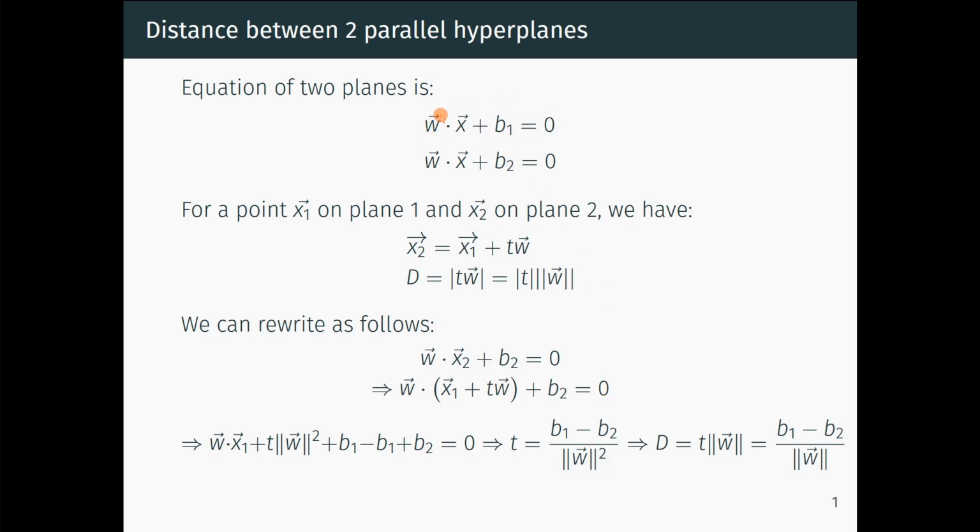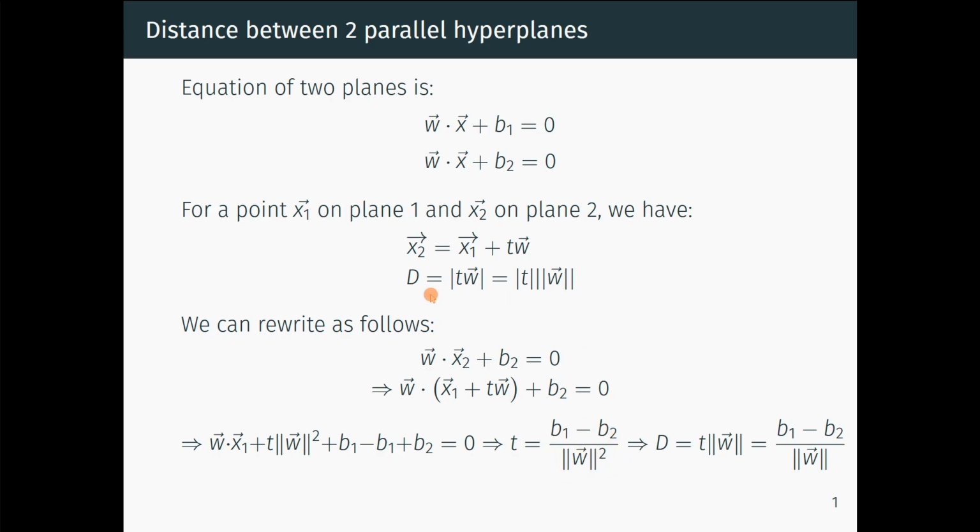But we already have something in terms of wx1 plus b1 equal to 0. We already know that. But this particular equation has no reference to b1, so we can just add b1 and subtract b1, right? And we already know that wx1 plus b1 is 0, since x1 lies on this particular hyperplane. So we can rewrite this, and all we're left with is minus b1 plus b2 plus t times the magnitude of w squared. So thus we can write t equal to b1 minus b2 divided by the magnitude of w squared.